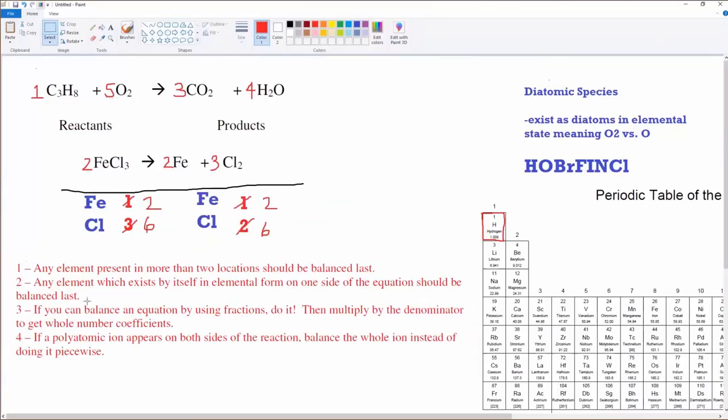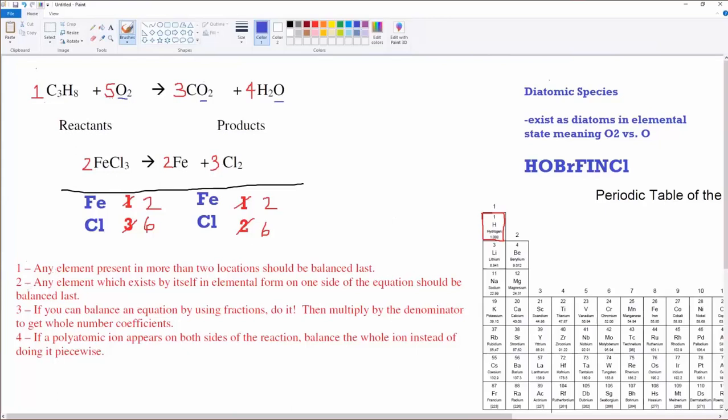Okay, so rule number 1: any element present in more than 2 locations should be balanced last. You're always going to expect the elements to be in at least 2 locations, right? Because it's present in the reactants and the products. But when, for instance, we had oxygen in 3 different places, I'm going to wait and do that one last. I'm going to take care of my carbons and my hydrogens first.